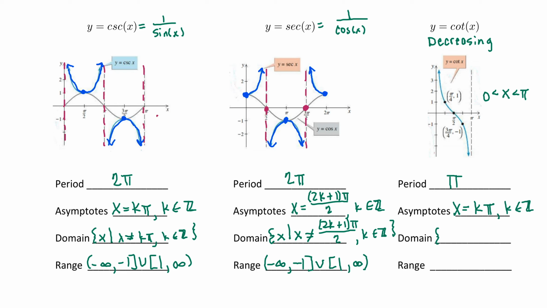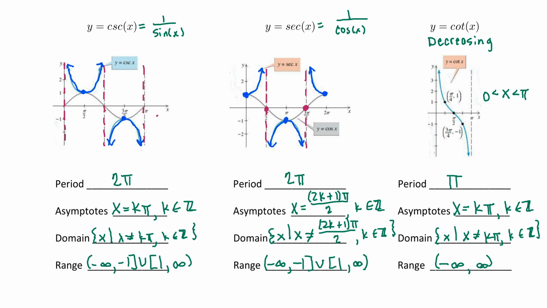Thus, the domain of cotangent in interval notation is the set of all x, such that x is not equal to an integer multiple of pi, or k pi, where k is an element of the integers. And like tangent, cotangent also has a range of all real numbers, or -infinity to infinity. These basic facts and properties are essential for your mastery of the graphs of the trigonometric functions.